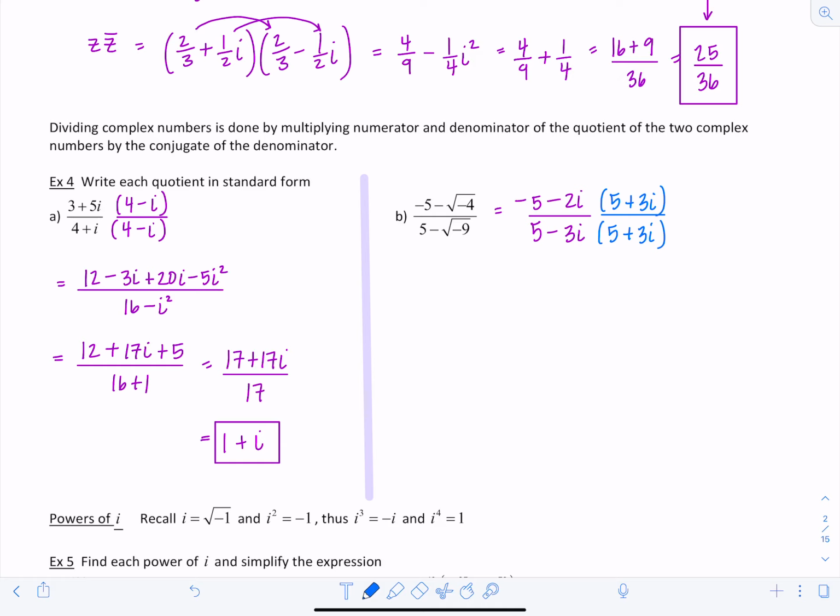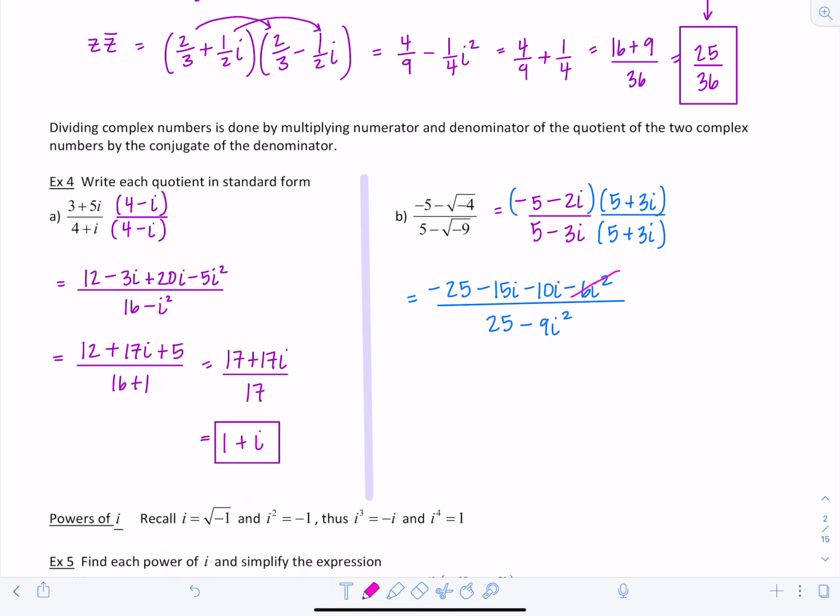Okay. So now let's see what we have. In the numerator, I have to FOIL the whole thing out. So it'll be 25 + 15i − 10i − 6i² over, this is going to be 25 − 9i².